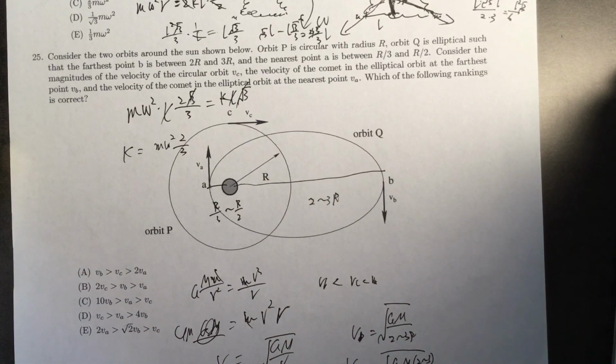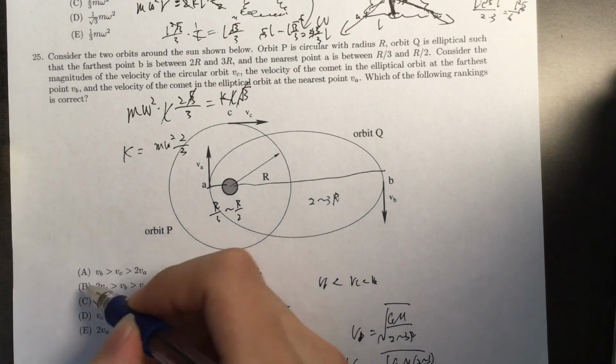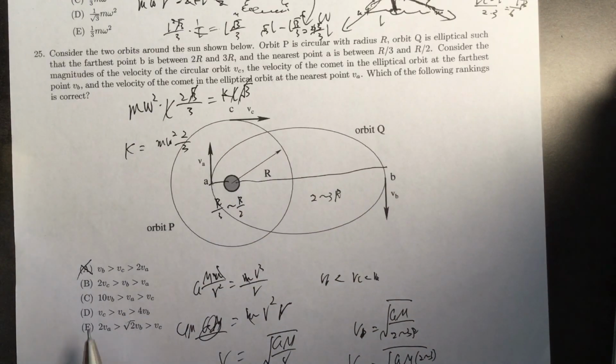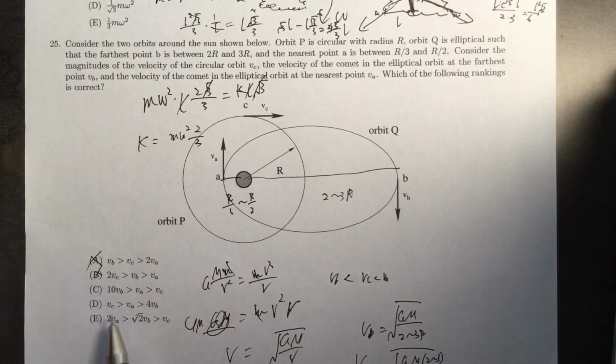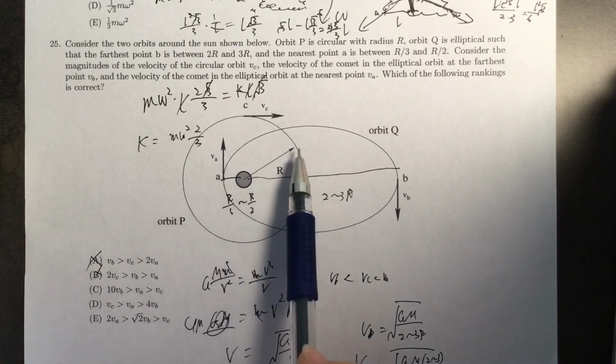So now let's compare them. Is VB bigger than VC bigger than 2VA? Of course not. VA is the biggest. You do multiply by 2, so this is completely wrong. 2VC is bigger than VB is bigger than VA. VB is smaller than VA. This is wrong. 10 times VB is bigger than VA, bigger than VC. VA is bigger than VC, of course.